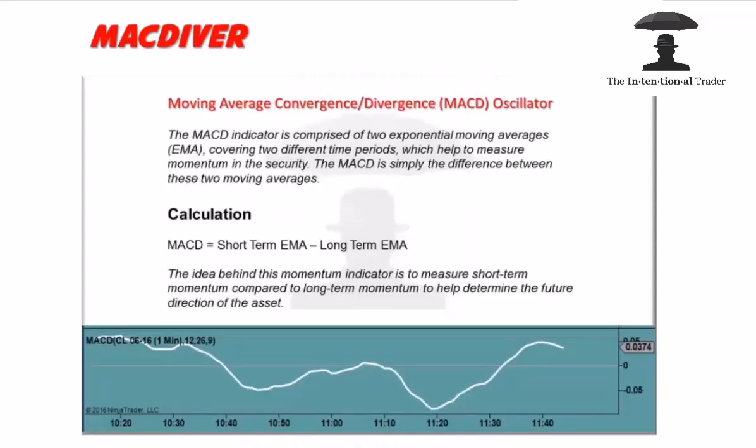For the MacDiver, we're using the moving average convergence divergence momentum oscillator, or the MACD oscillator. There's an easy calculation for learning and understanding how the MACD oscillator works, but we're looking at the short-term momentum compared to long-term momentum to help determine the future direction of whatever the MACD is applied to, whatever the market is, or the asset or the stock or the future or Forex.